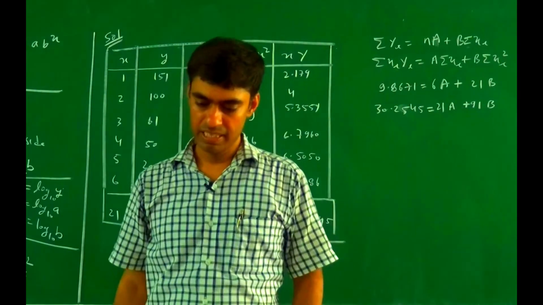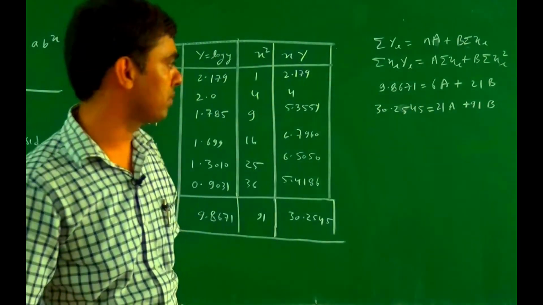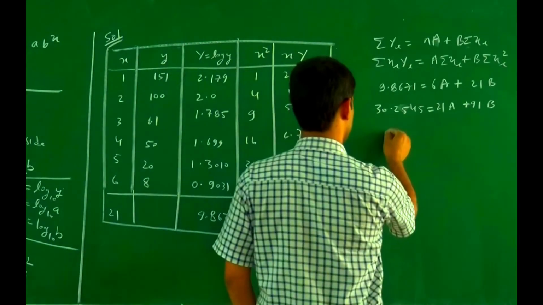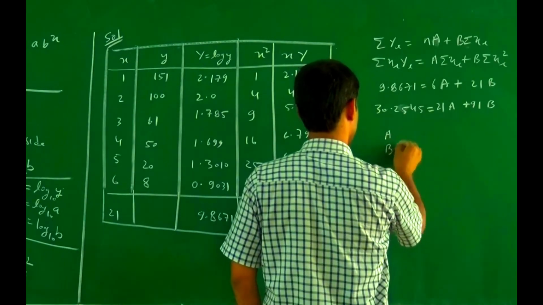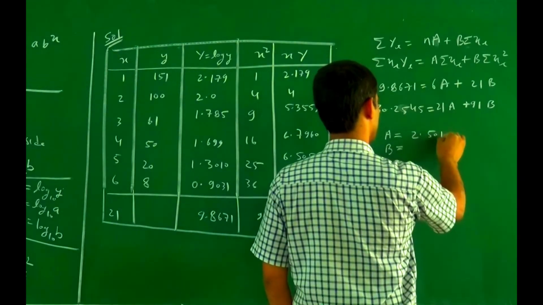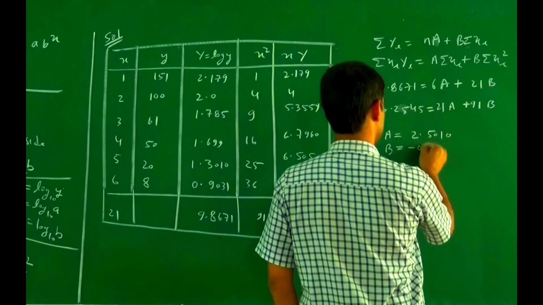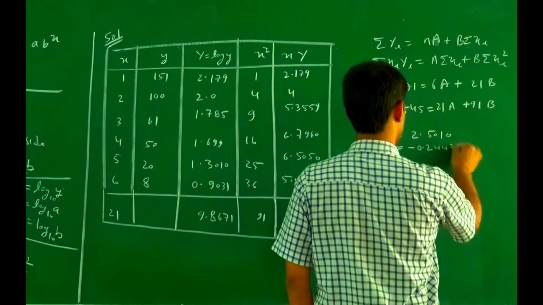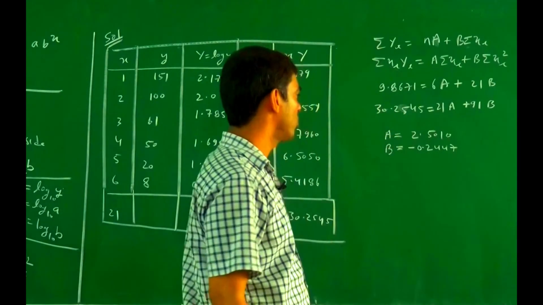This is a system of linear equations. If we solve this system, what are the values for A and b? Here we noted down the values. The value for A becomes 2.5010 and b is minus 0.2447.